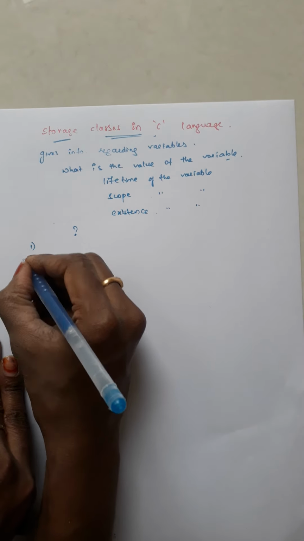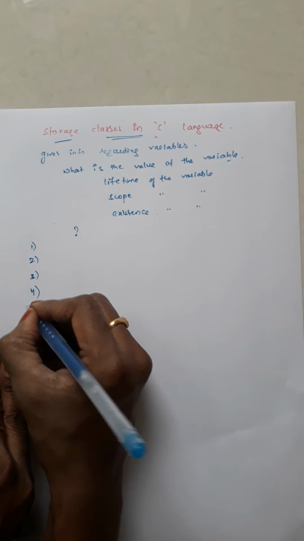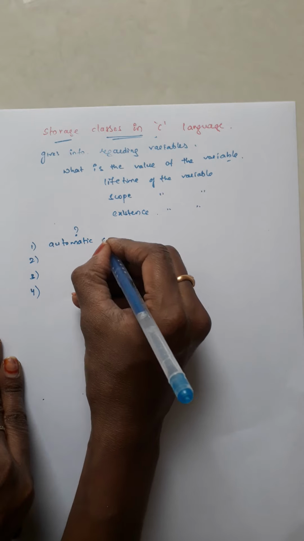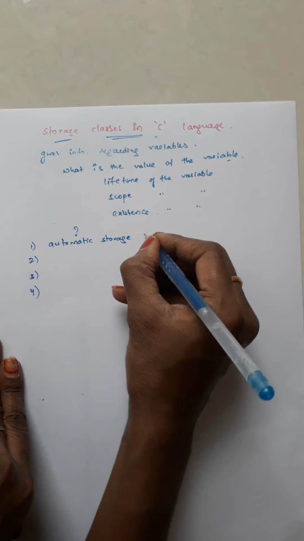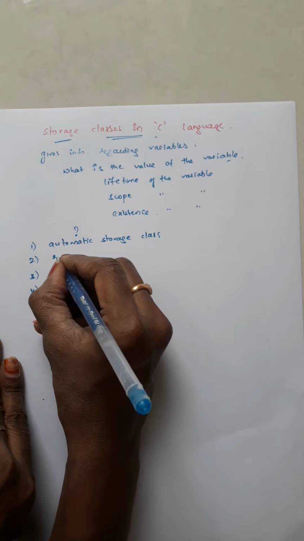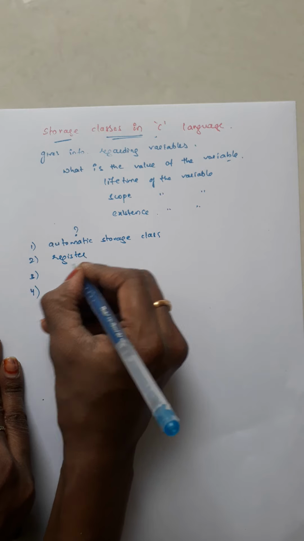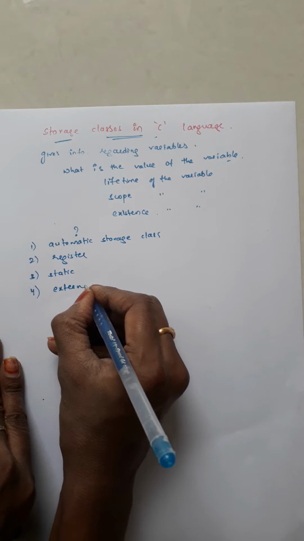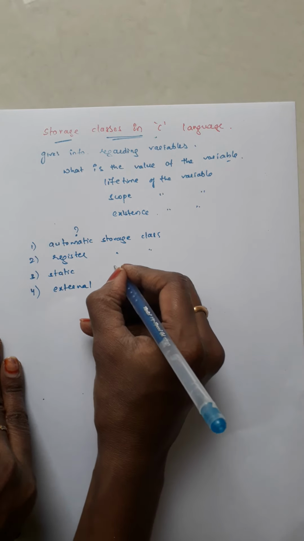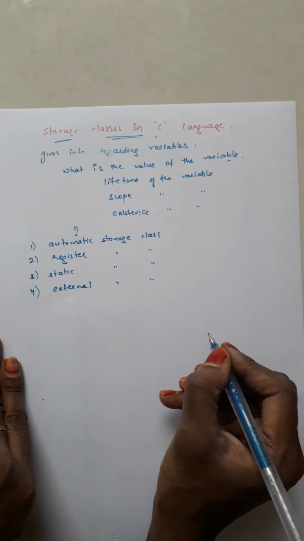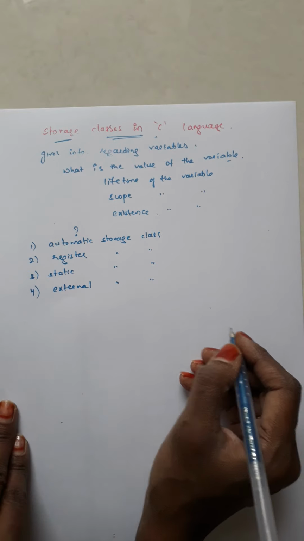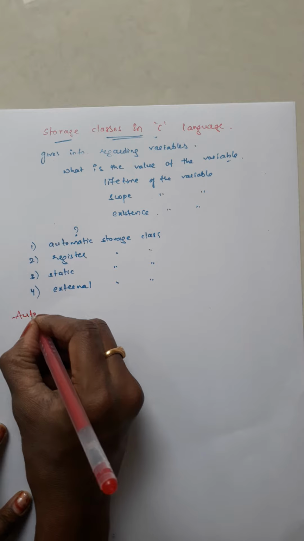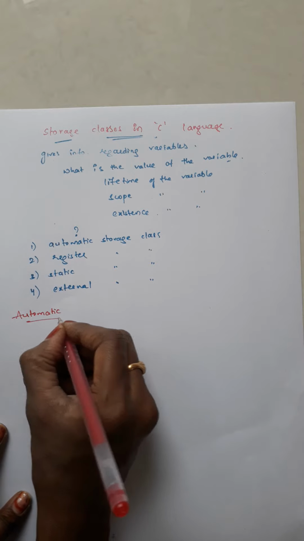Now here we have 4 different storage classes in C language. So that is automatic storage class, register storage class, static storage class, external storage class. So these are the 4 storage classes defined in C language. Okay, now let us discuss the automatic storage class, the first one.